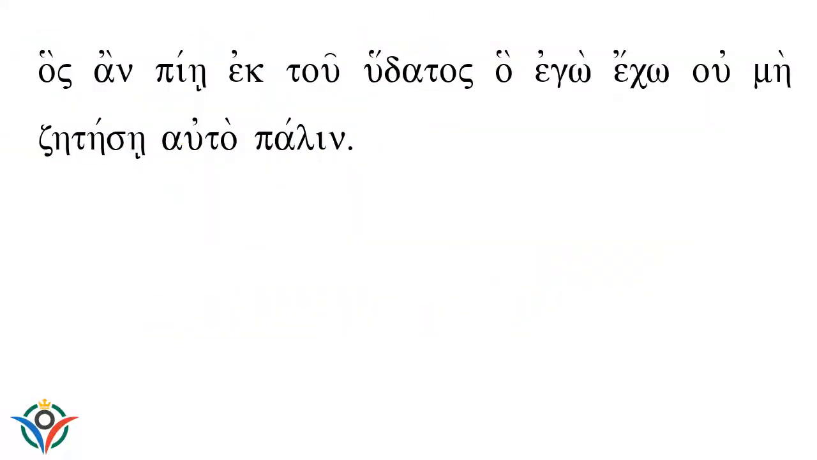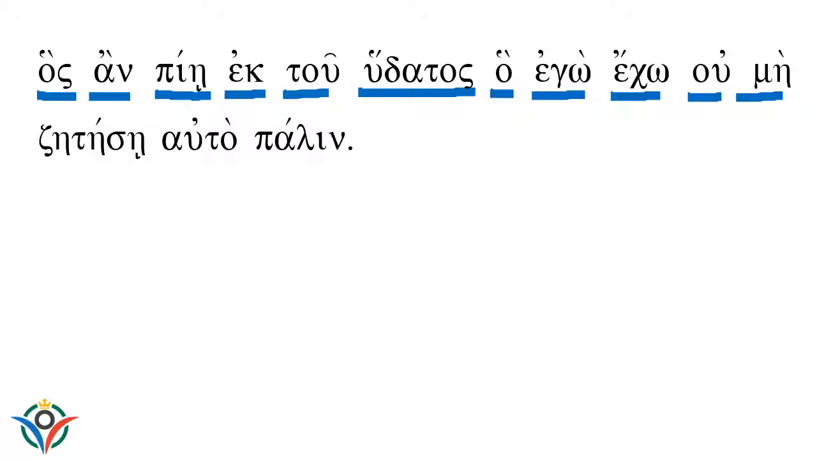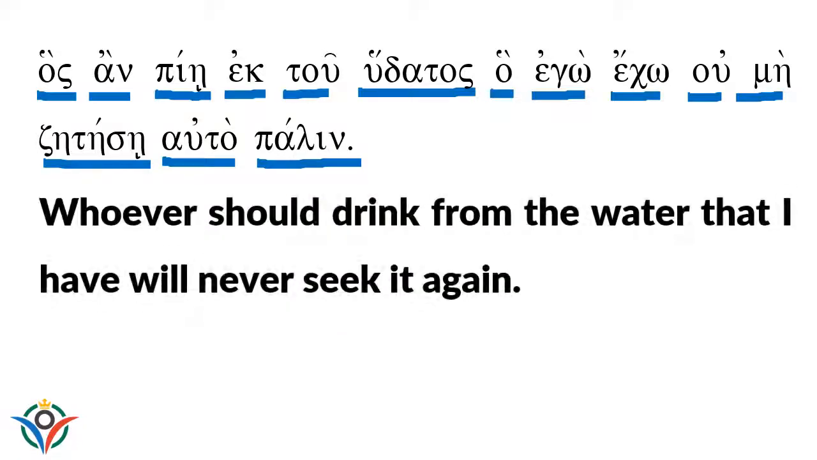Let's take a look at our second example together. The text reads as follows. Hos an pie ek tou hudatos hou ego ho ego echo ou me zetese auta palin. Translation: whoever should drink from the water that I have will never seek it again.